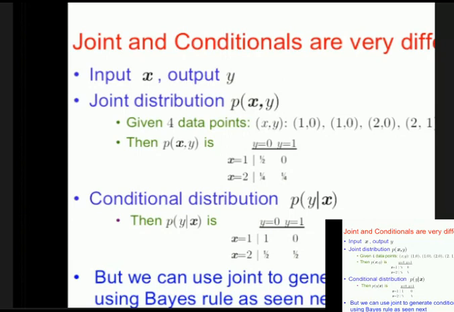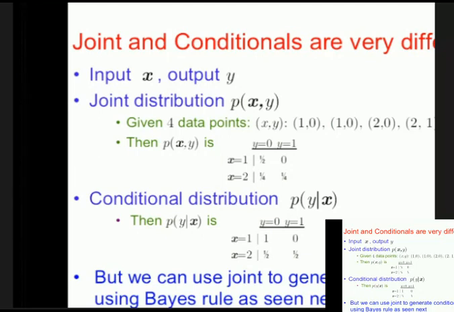For instance, X equal to 1, Y equal to 0, the probability is 1/2, right? 2 out of 4. And so on. That's a joint distribution of X and Y. And you have to keep in mind here that a conditional distribution, P of Y given X, is a very different thing than P of X comma Y. This is a kind of confusion for students when they're starting out learning probabilities.